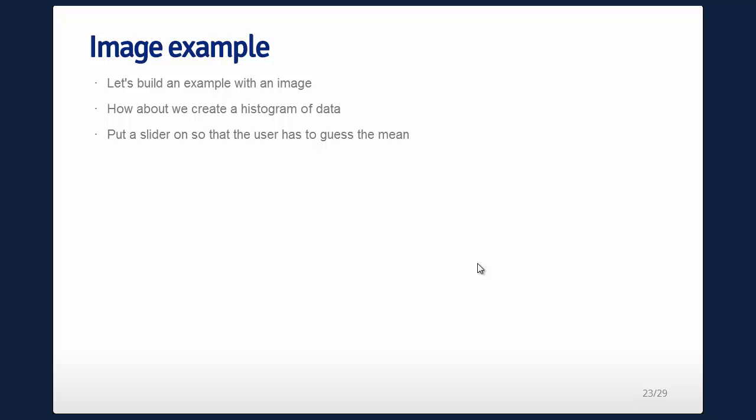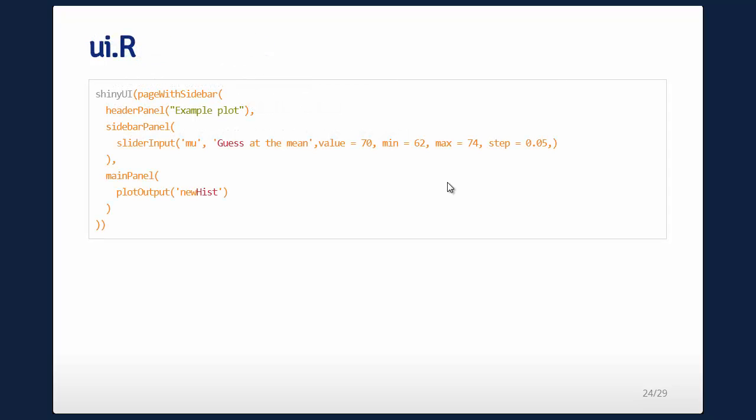Okay, so let me go through showing an image, how to embed an image, and then let's put a slider on it. So we're going to create a histogram and put a slider on it so that the user has to guess the means. What I'm going to do is create in my sidebar panel a slider input. Mu is going to be my label. I'm going to say guess the mean. You're going to start at a value of 70. It's going to slide from 62 to 74, and the step size is going to be 0.05.